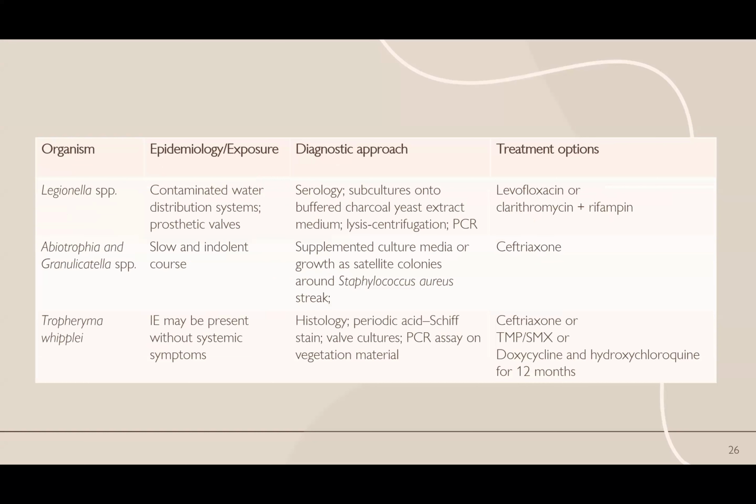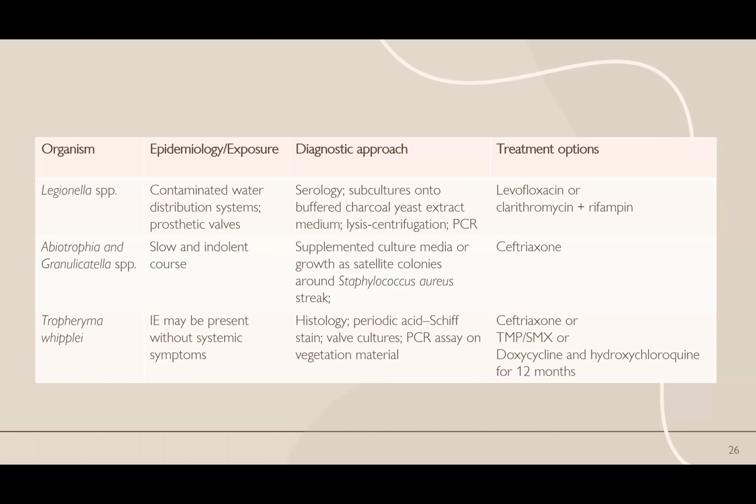So in terms of Legionella, it is commonly associated with contaminated water distribution systems, often seen in prosthetic valve endocarditis, and we may be able to do serology, subculture onto a buffered charcoal yeast extract medium, and also PCR. In terms of the treatment options, we may use levofloxacin or clarithromycin with rifampin.